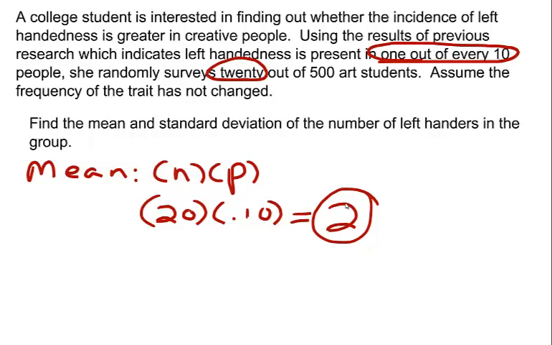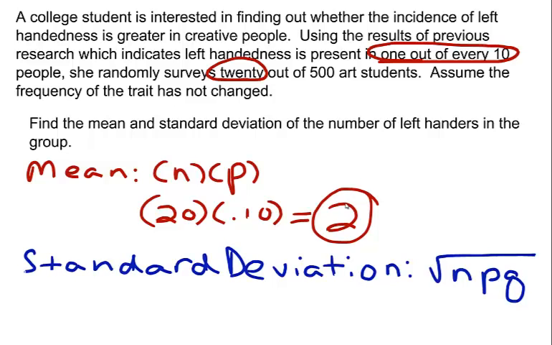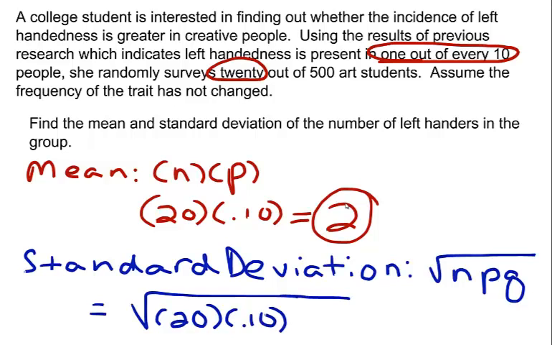Now let's find the standard deviation. The standard deviation is found by taking the square root of n, our sample size, times p, the probability of success, times q, our probability of failure. In our case, this will mean taking the square root of 20 times 0.10 times q, our probability of failure. Well, if our probability of success is 10%, and we know that the sum of all probabilities in a sample space must sum to 1, then the probability of failure must be the complement to the probability of success, 0.90, or 90%. Our standard deviation works out to be approximately 1.34.